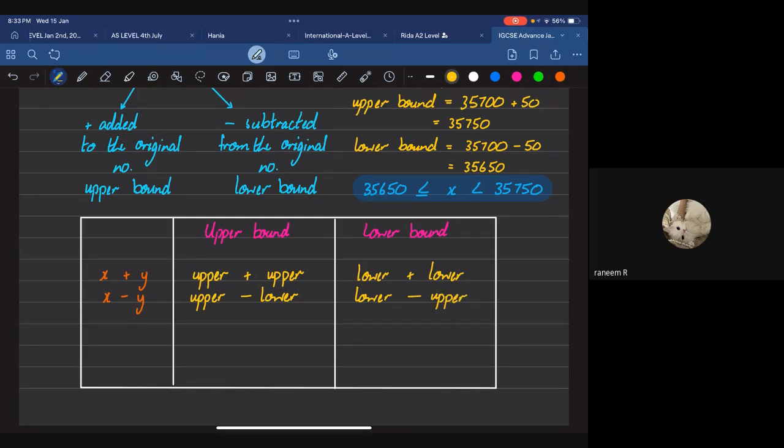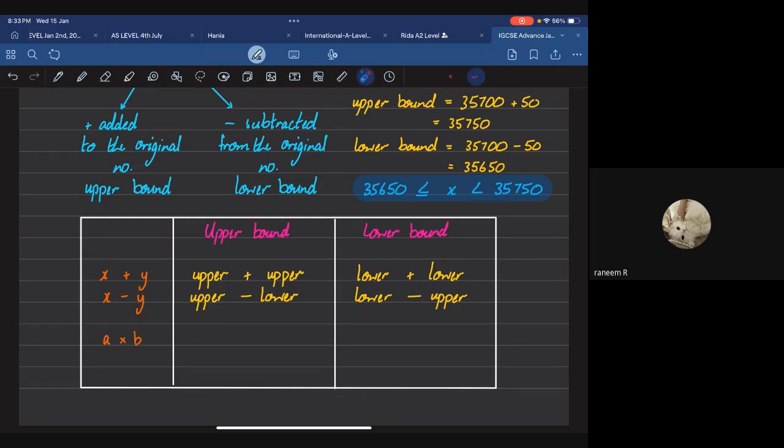Clear? Now, this is easy because it's addition and subtraction. Things get a bit interesting when you multiply.